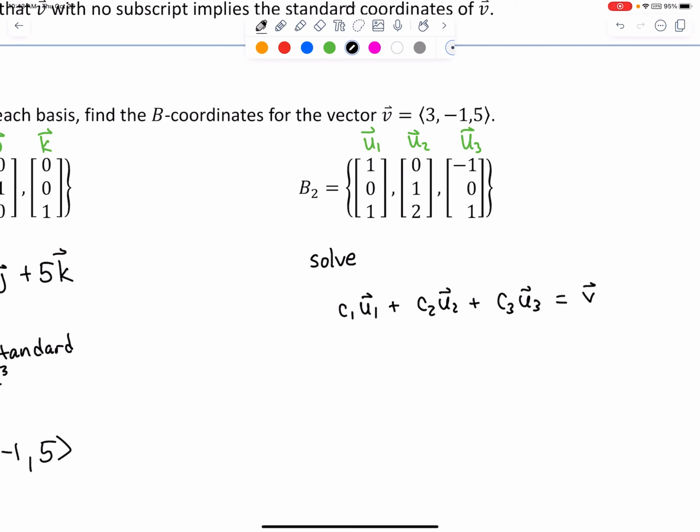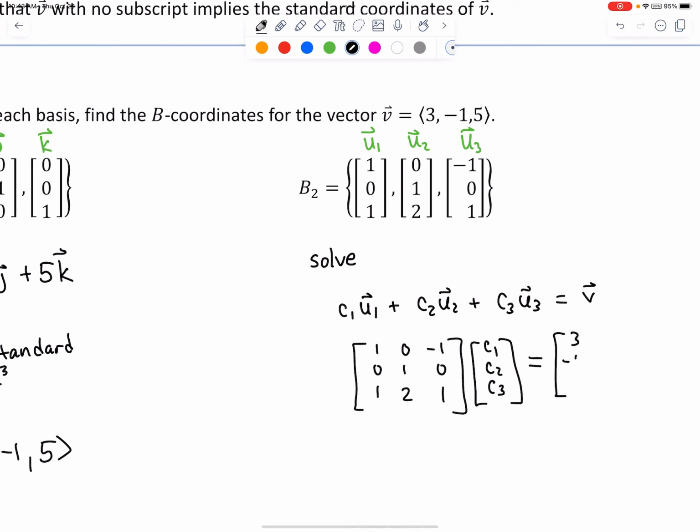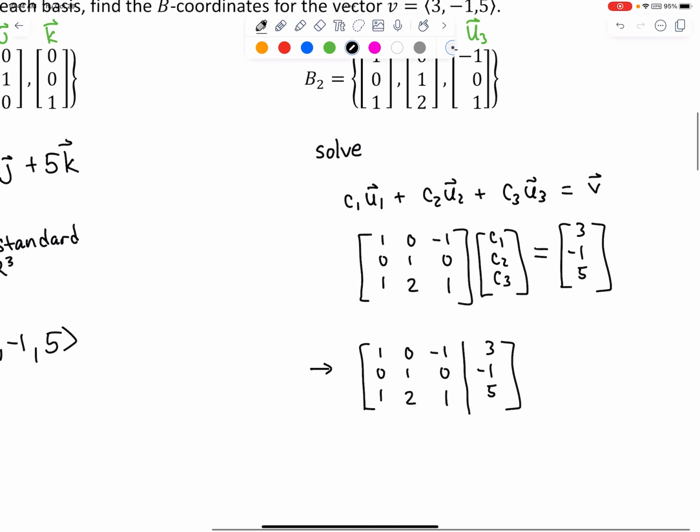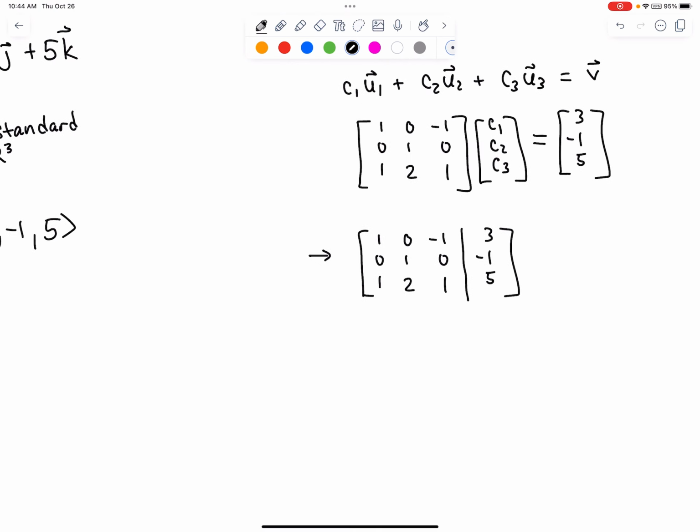Well, this can be rewritten as a system of equations in matrix form. Put the vectors U1, U2, U3 as the columns of the matrix. Multiply this by an unknown vector, C1, C2, C3. And set this equal to the desired vector, 3, negative 1, 5. So we'll convert this to an augmented matrix, and then use technology to put this matrix in reduced row echelon form.